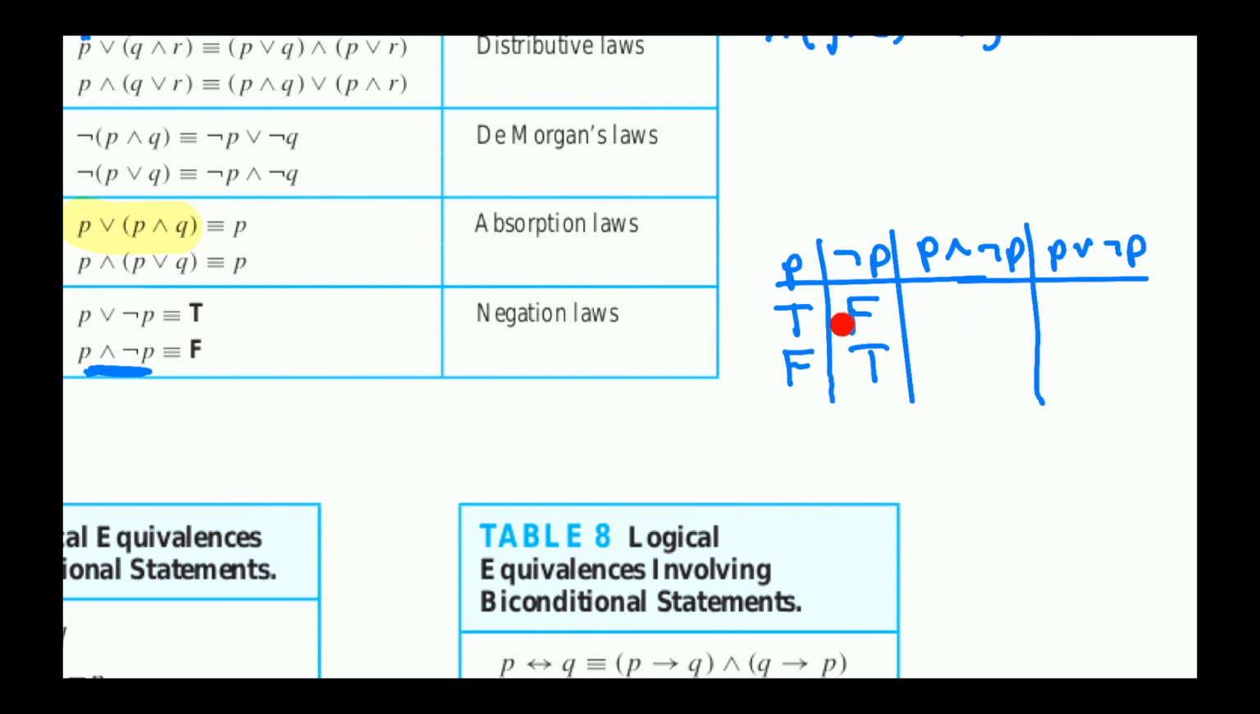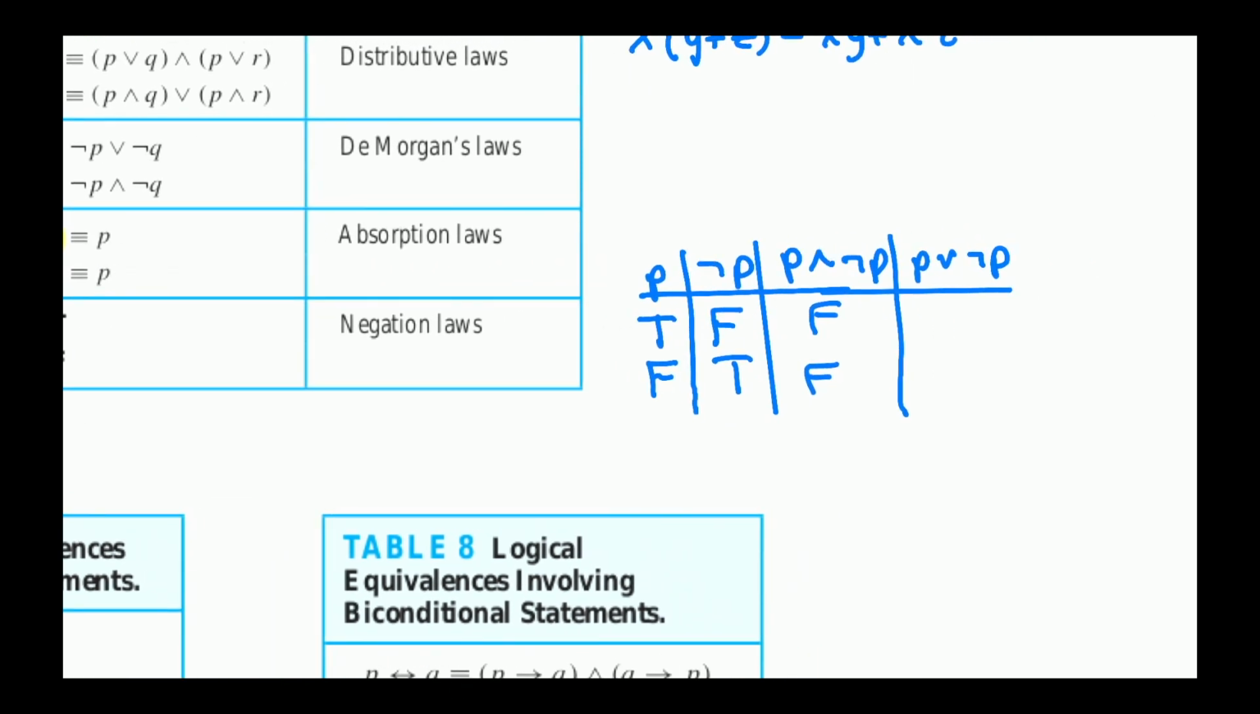So we have true and false. That's false. You need two truths to be true. False and true. That's also false. Now the other one, with an or, remember that an or is true whenever either one is true. And so true or false here, true or false is true. False or true is true.